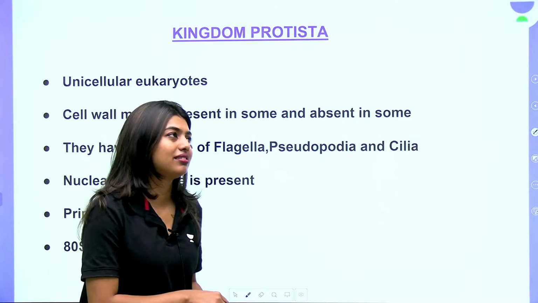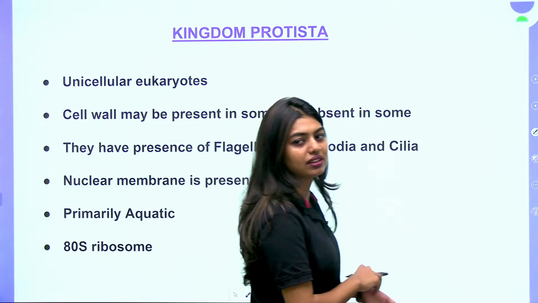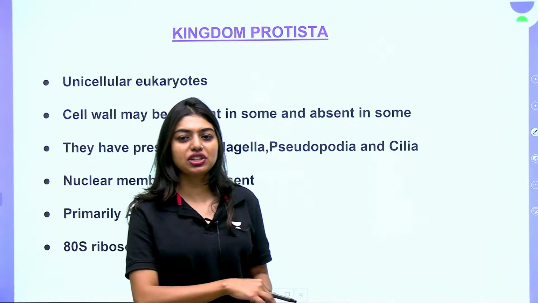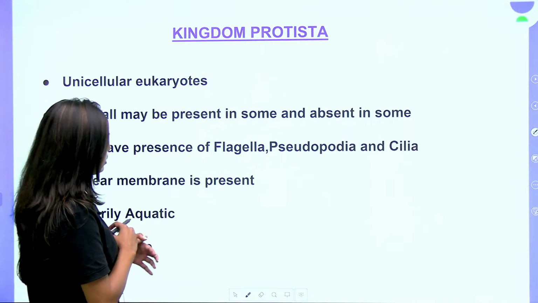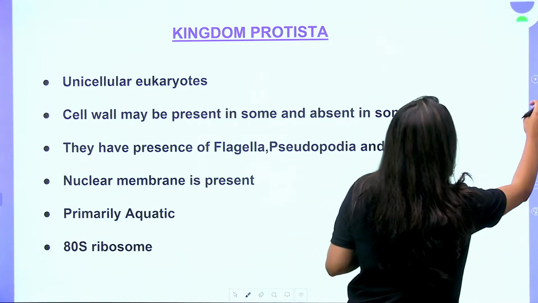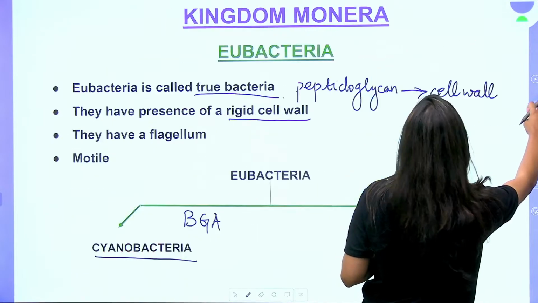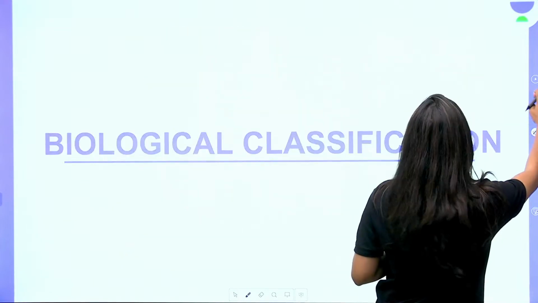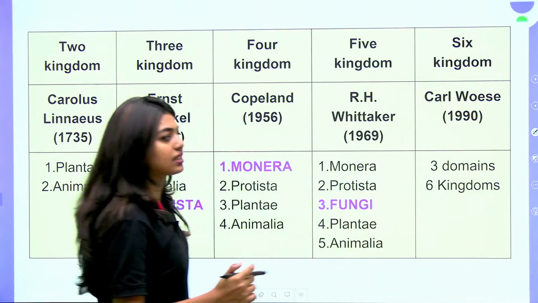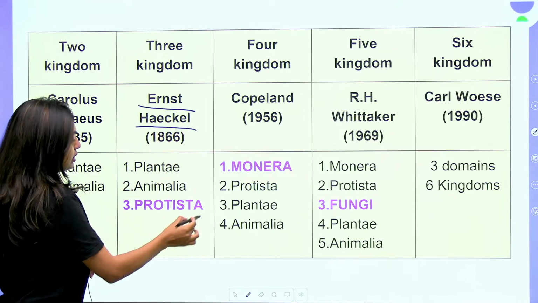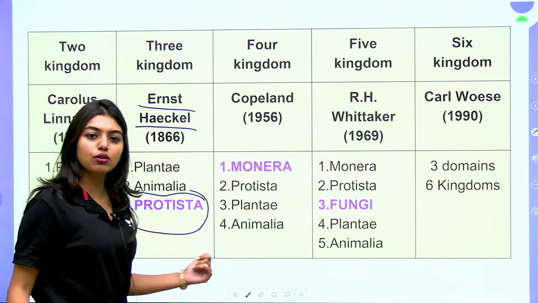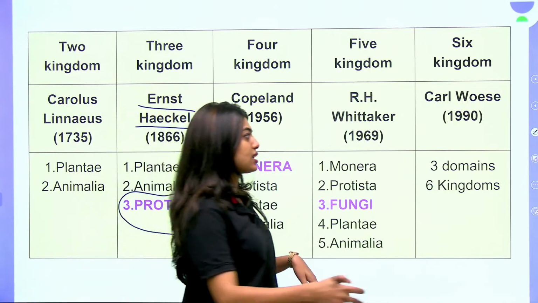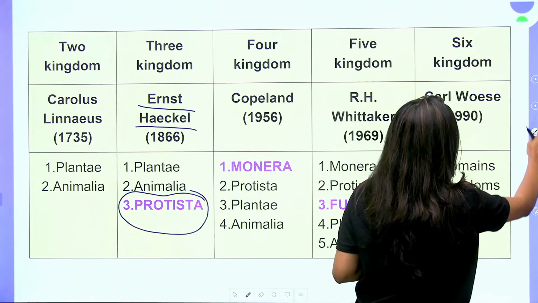Whittaker? Whittaker came with the 5 kingdom classification. Okay. 3 kingdom classification, protista. Who brought about the classification? Tell me quickly. Yes. Look here. Correct. Ernest Haeckel came with the first protista. So, this is how questions will be asked in your exam. Which was the scientist who came up with protista terminology? Got it? Okay.